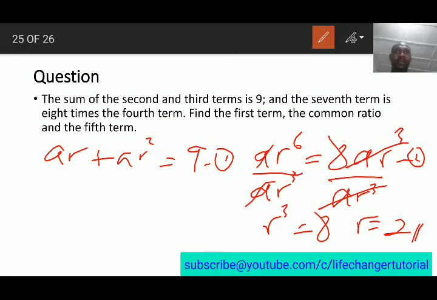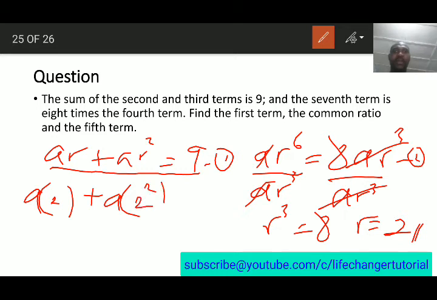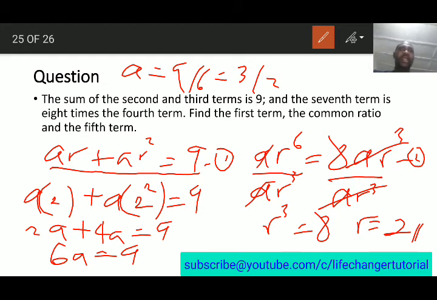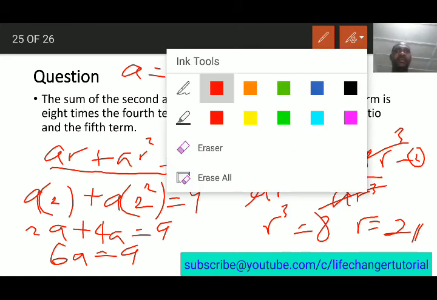Since I know my R to be 2, it means that here now AR plus AR^2 equal to 9 becomes A times your R, which is 2, plus A times your R^2, which is 2 squared, equal to 9. So that gives me 2A plus 4A is equal to 9. 2A plus 4A is 6A, equal to 9. So we can say there that A is equal to 9 divided by 6, which is 3 over 2. So my A is 3 over 2, and my R is 2. Very, very wonderful.